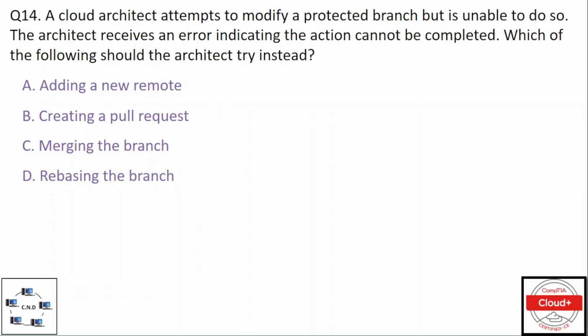Question number 14. A cloud architect attempts to modify a protected branch but is unable to do so. The architect receives an error indicating the action cannot be completed. Which of the following should the architect try instead? And the options are option A, adding a new remote, option B, creating a pull request, option C, merging the branch, and option D, rebasing the branch. And the correct option is option B, creating a pull request.